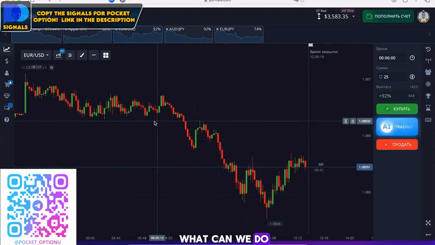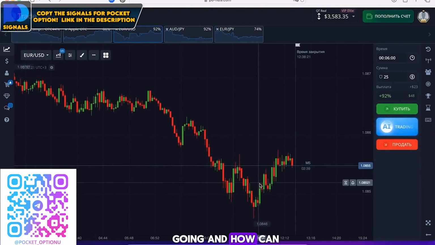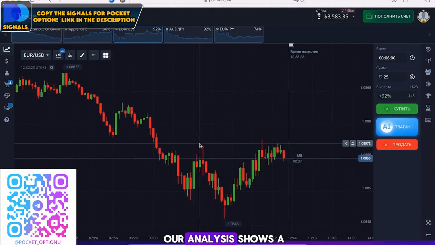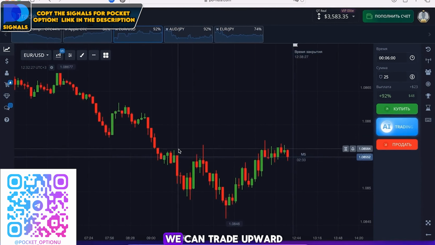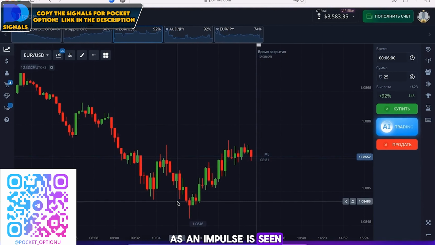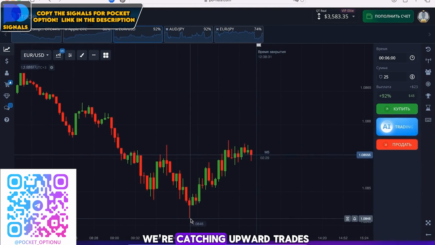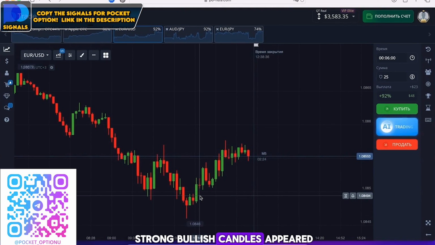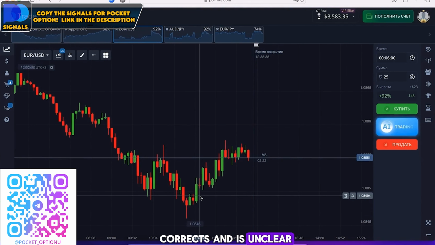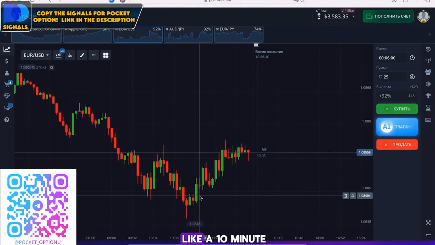What can we do? Where is the trend going, and how can we ensure success? Our analysis shows a minimum is held, and an upward trend forms. In the coming hours we can trade upward as an impulse is seen. A reversal started, so we're catching upward trades. Now the price is correcting and uncertain. Strong bullish candles appeared, but now the price corrects and is unclear. We could take longer trades, like a 10-minute upward trade, and see how the trend develops.